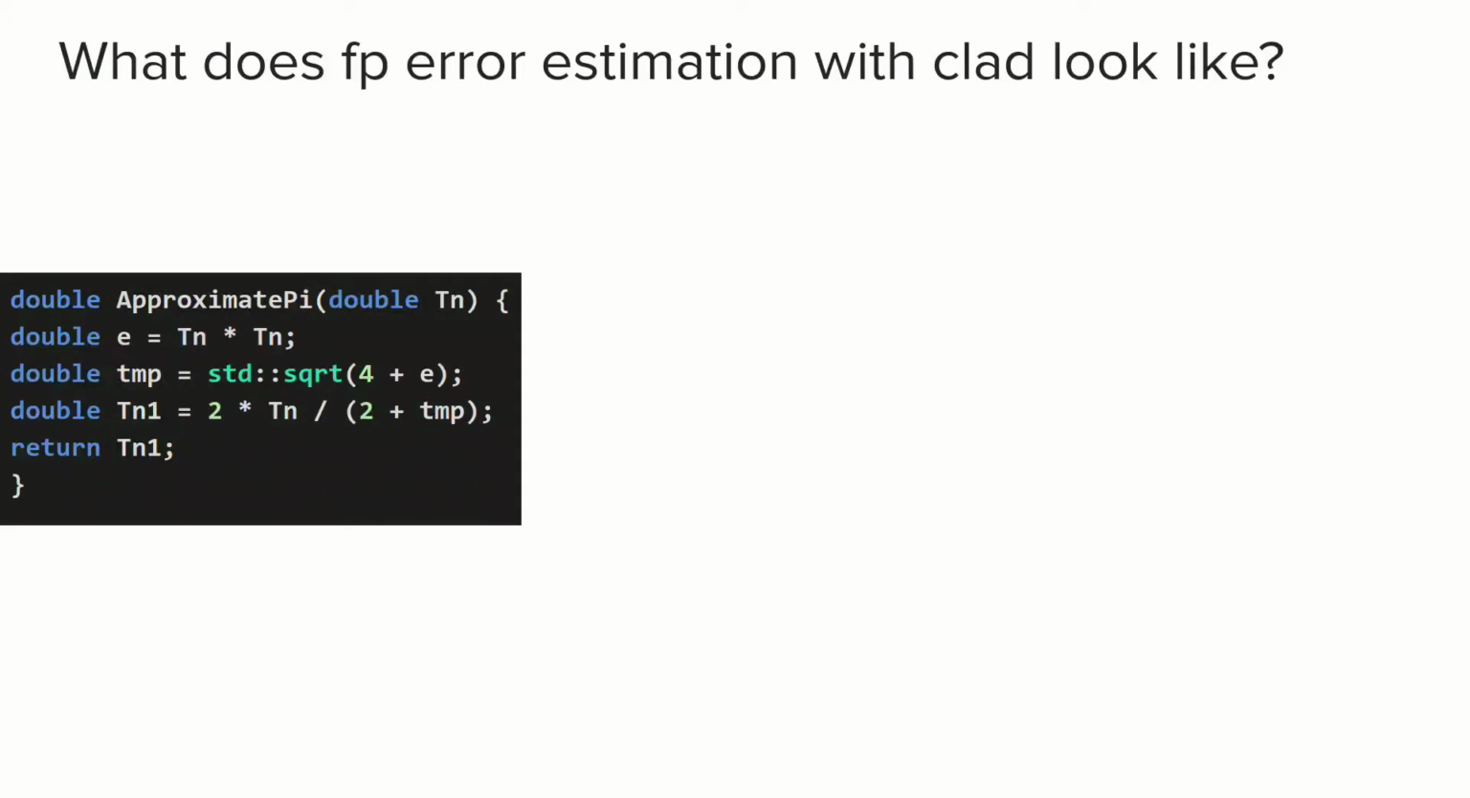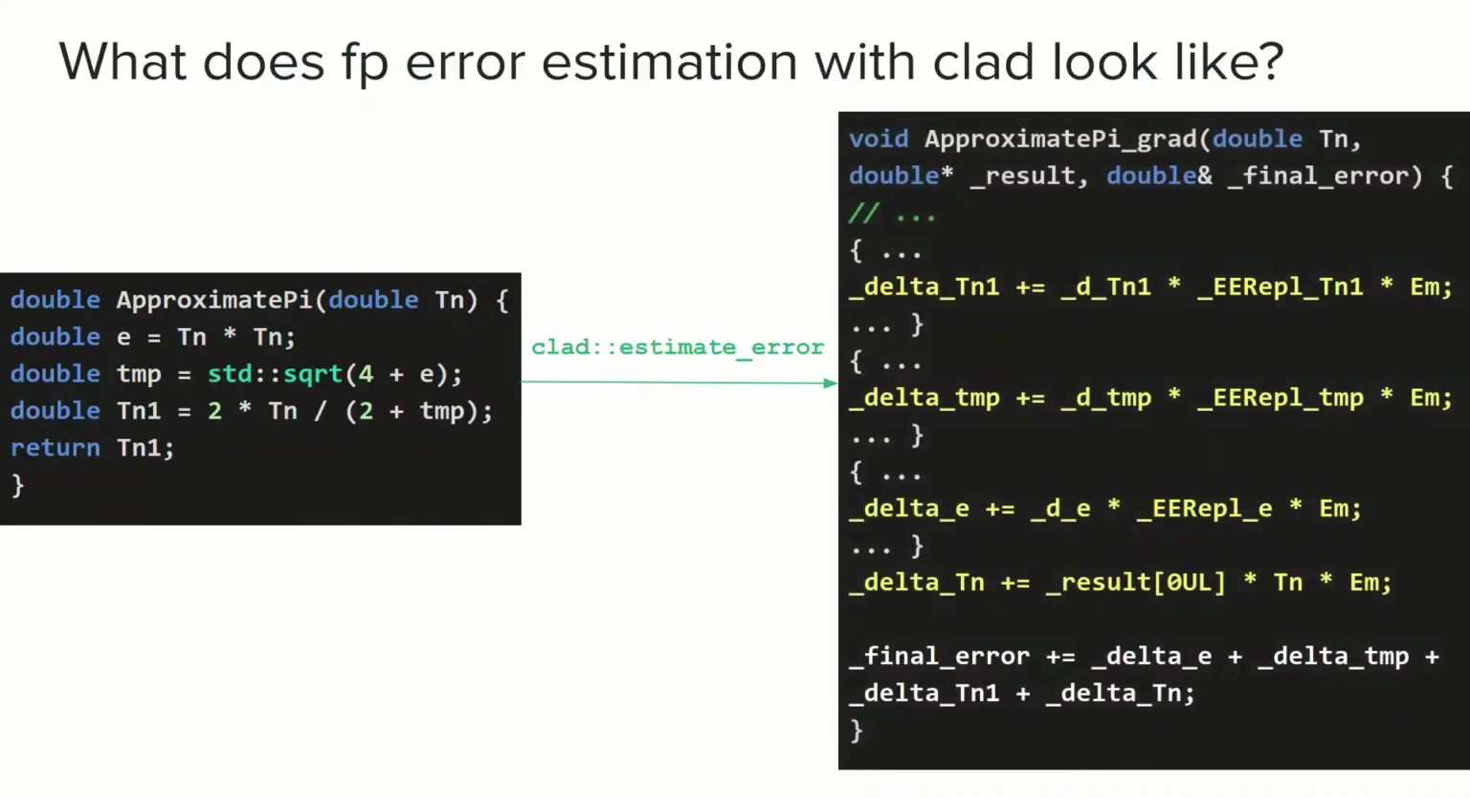Now that we found out what reverse mode AD meant and what kind of formula we'll be using, let's look at what estimation with Clad looks like. We have an approximate pi function here, which approximates pi. It doesn't do this directly, and we'll see how exactly we use this to approximate pi in a later example. But for now, it's sufficient to know that this function approximates pi. If we were to call clad estimate error on this function, we would get the following result.